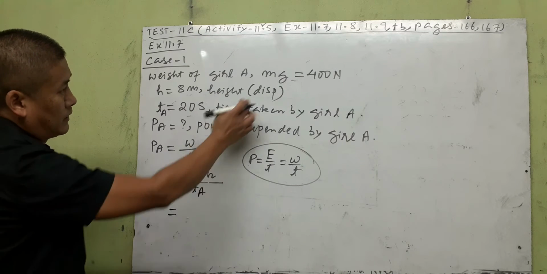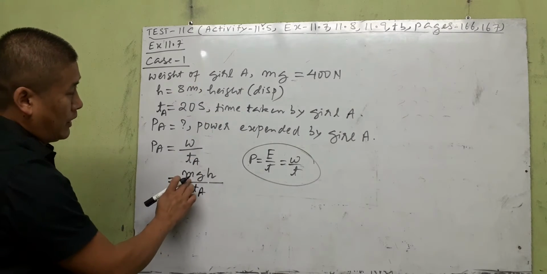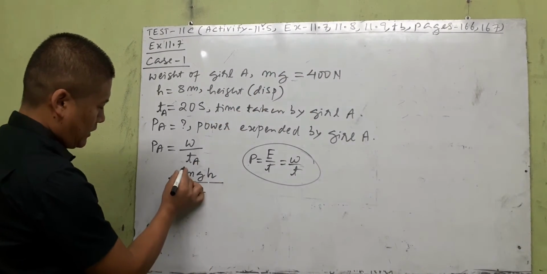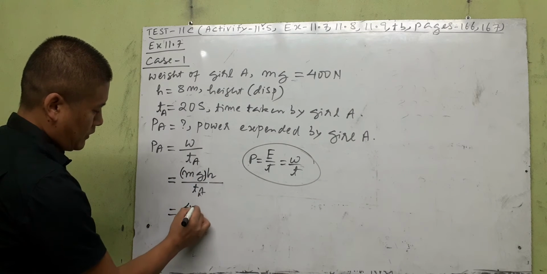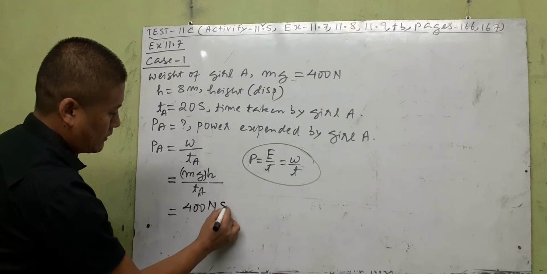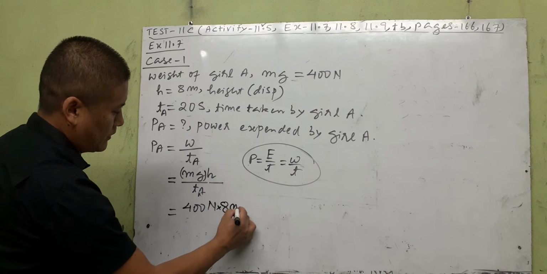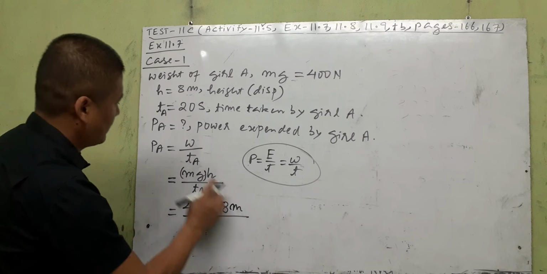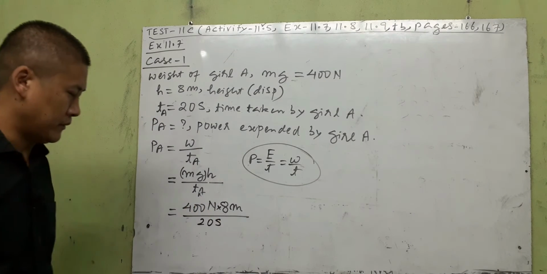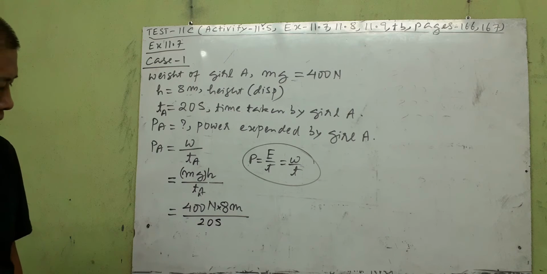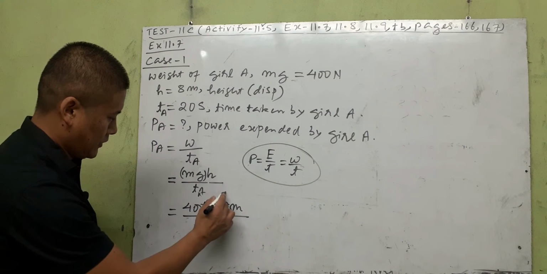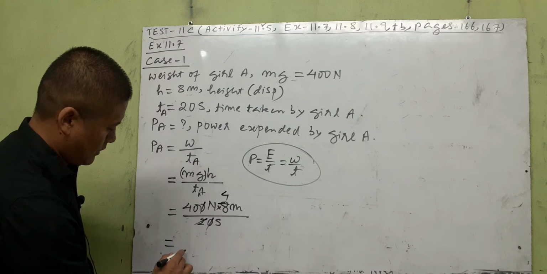Then mg is covering this part here, mg, 400 Newton. h is here, 8 meters. Time is here TA, 20 seconds. Everything is in SI unit. So we can cancel if you want. 0 and 0 cancel. 2 4s are 8. You can just write it. Then look here.